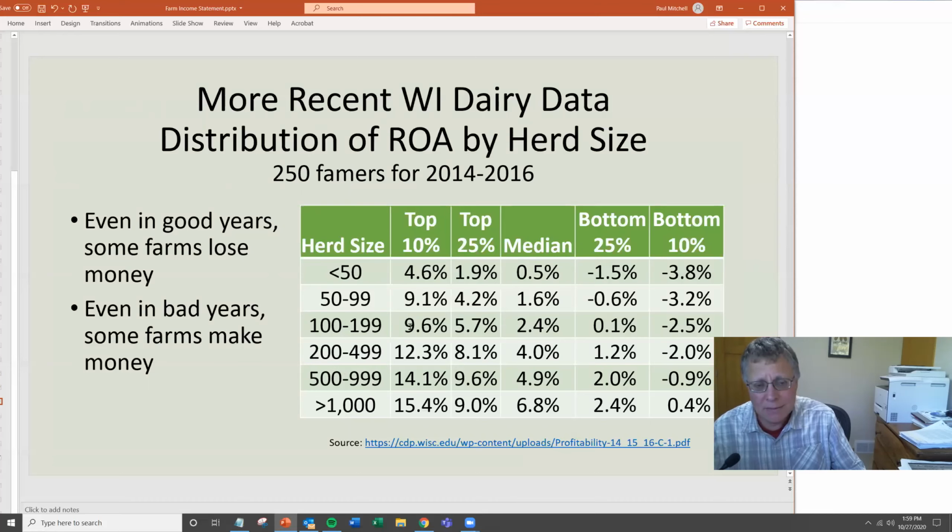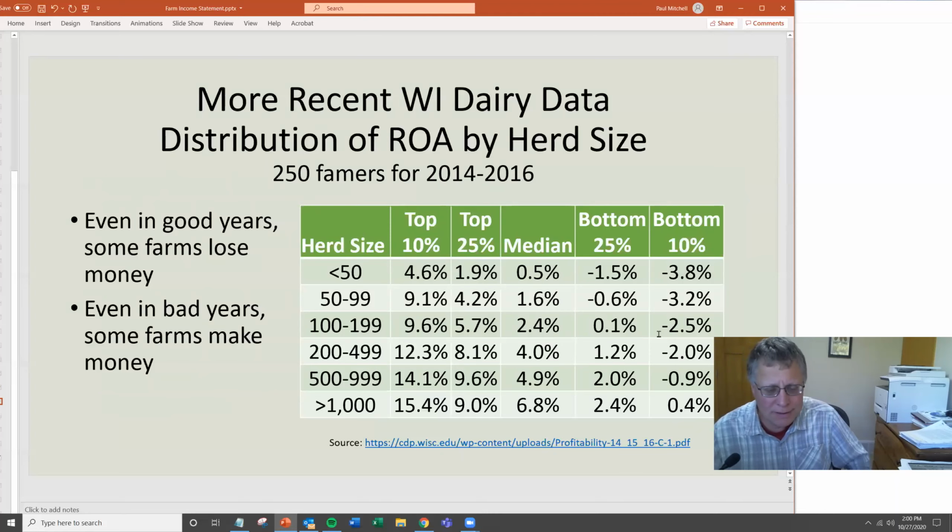The top 10% had a return on assets of almost 10%, whereas the bottom 10% had a loss of minus 8%, or I'm sorry, minus 2%. And so you can see, again, even in good years, some farmers are losing money. We saw that. And even in bad years, some farmers are making money.